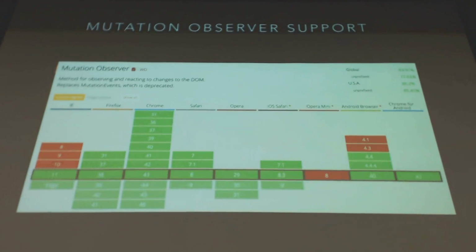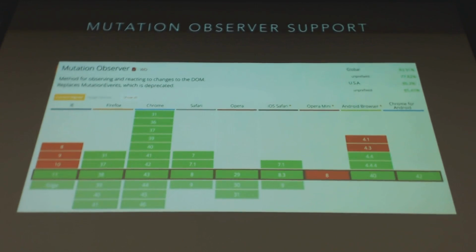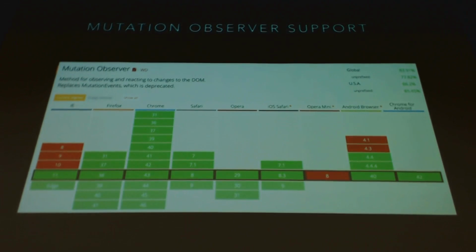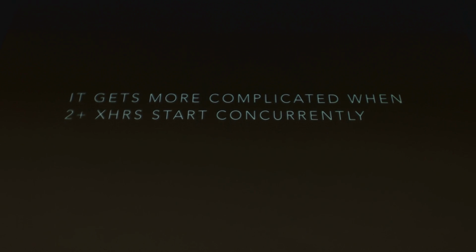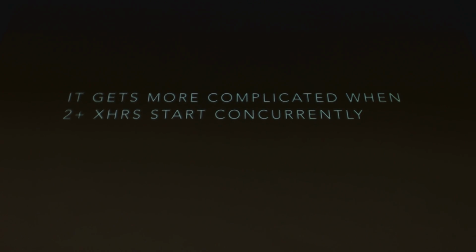For anyone that does have mutation observer, you'll also capture all of the other changes. The problem is, it gets a little complicated if you have two or more concurrent XML requests. You can measure how long each of them took to load, but you don't know which one initiated which images and JavaScript and stuff. So I actually don't have a good solution for this.